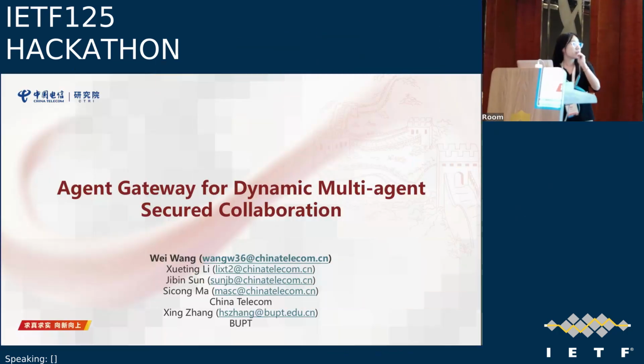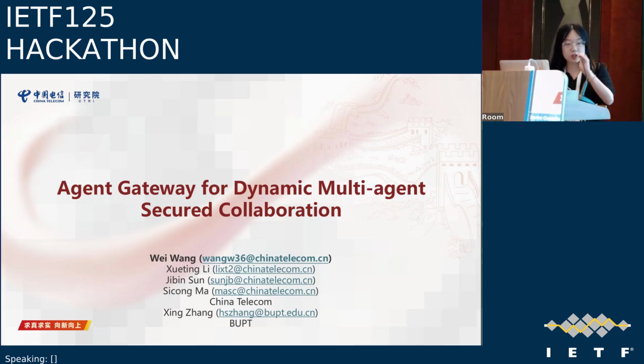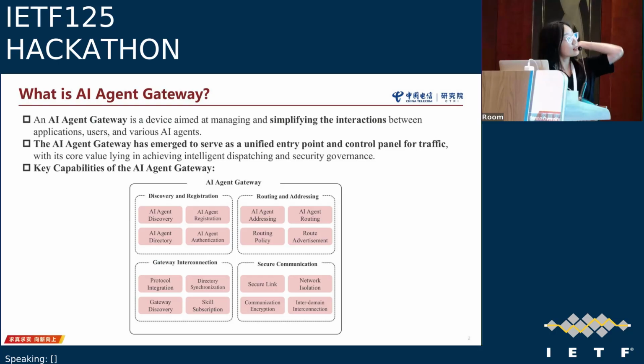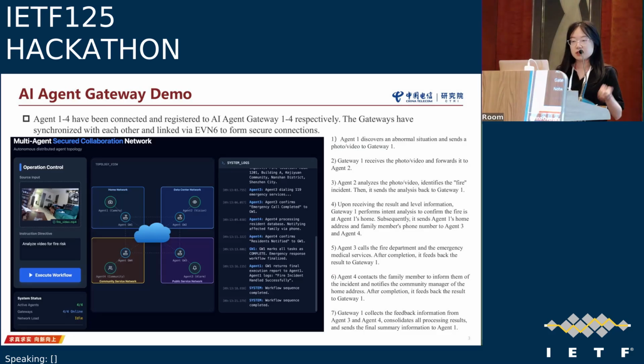Good afternoon. I'm Wei Wang from China Telecom, and today our topic is about agent gateway for dynamic multi-agent secured collaboration. The AI agent gateway is a device that serves as a unified entry point and control panel for traffic, and it should support capabilities such as discovery and registration, routing and addressing, gateway interconnection, and secure communication. And we also developed one demo for the multi-agent collaboration.